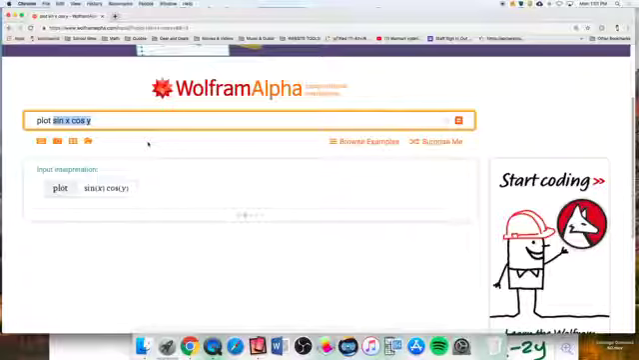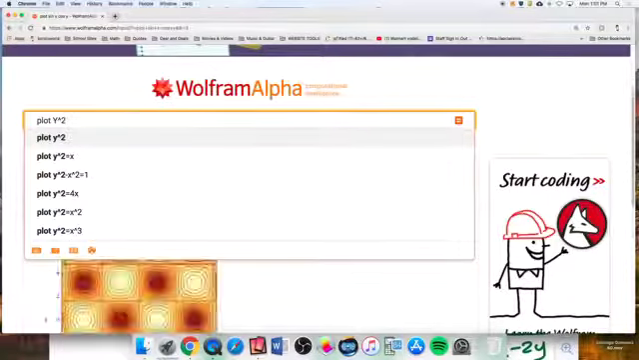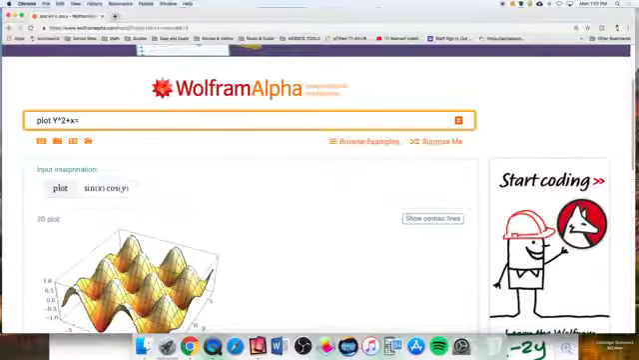All right, so let's go ahead and type it in. Y squared plus x equals 2xy.